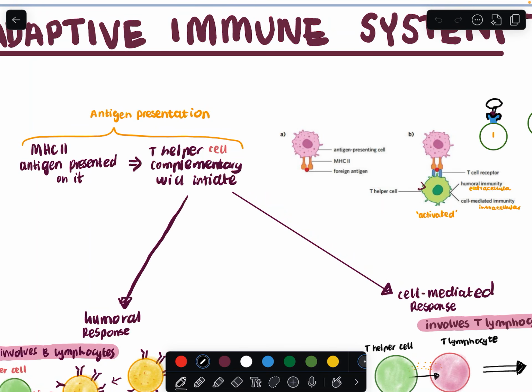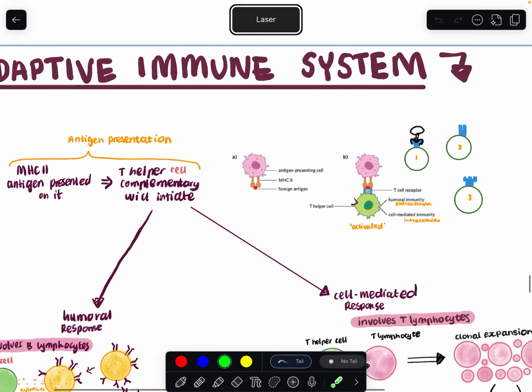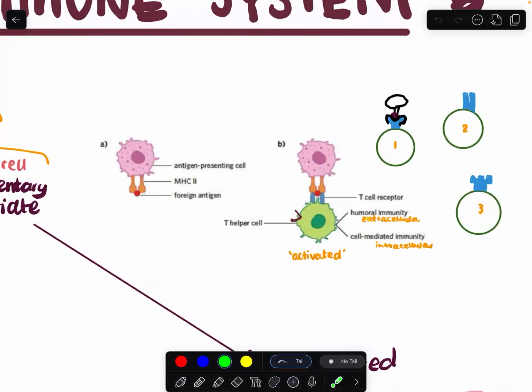So when a pathogen comes into the body, it will breach the first line of defense, then the second line of defense. Then these macrophages and dendritic cells will phagocytose and present the antigens of that pathogen on their MHC2 marker. They will go and present that to a T helper cell that has a complementary T cell receptor.